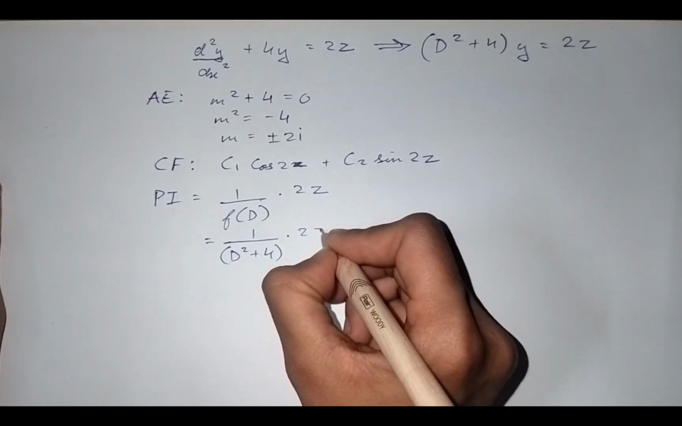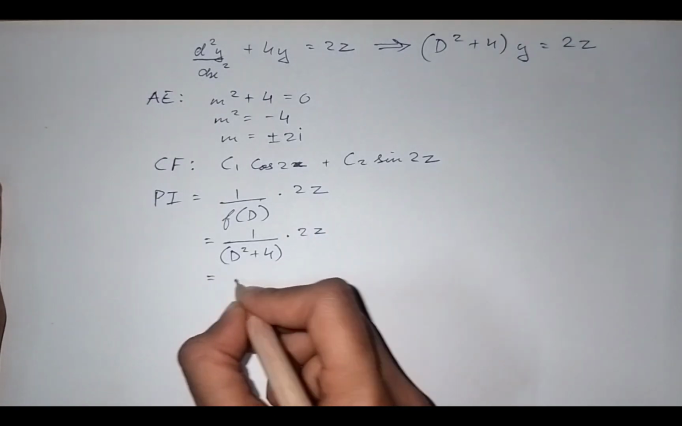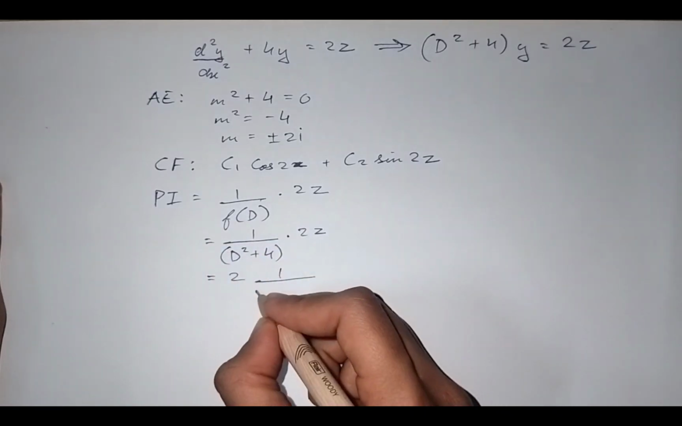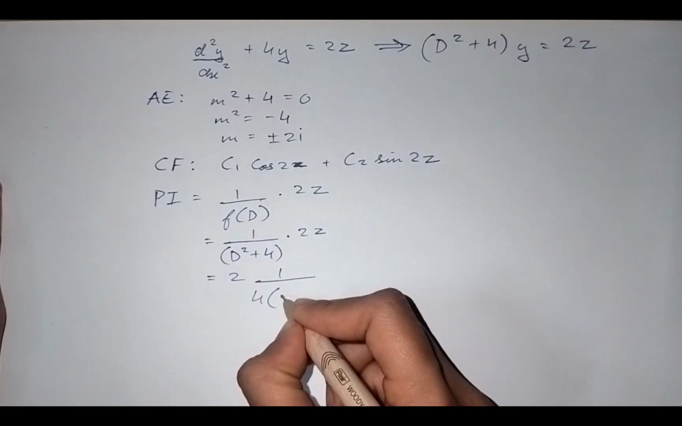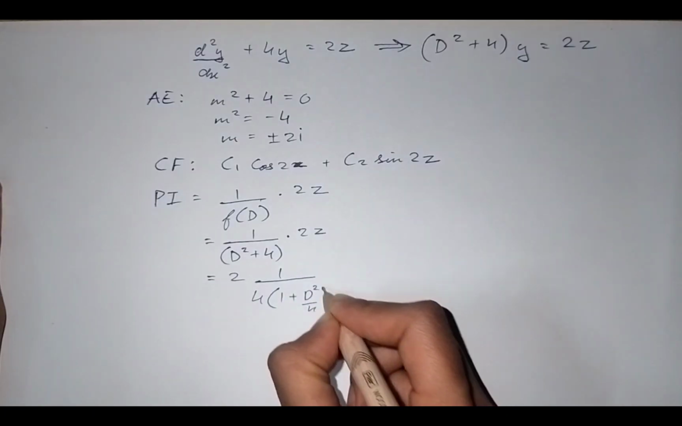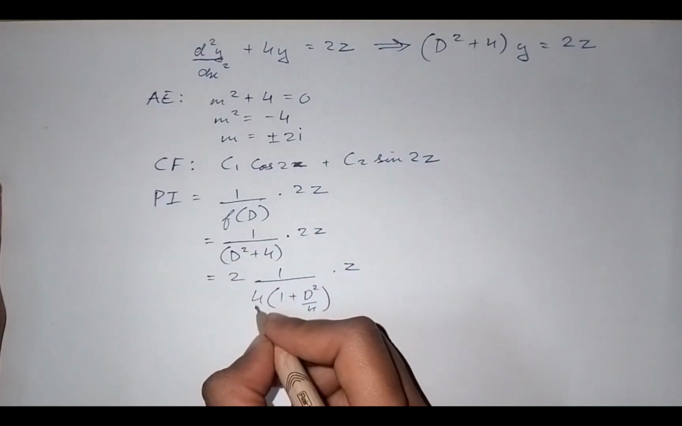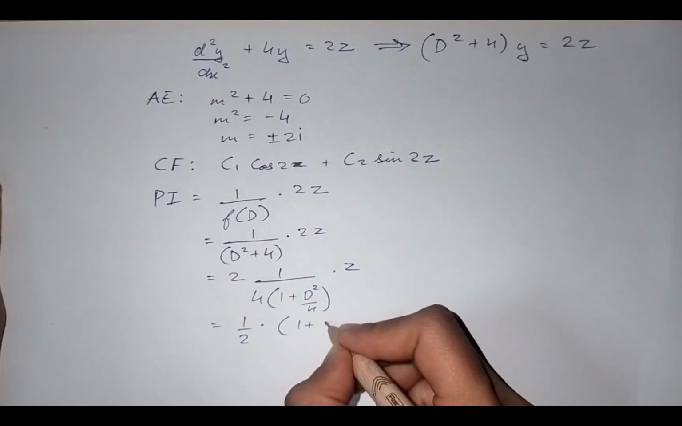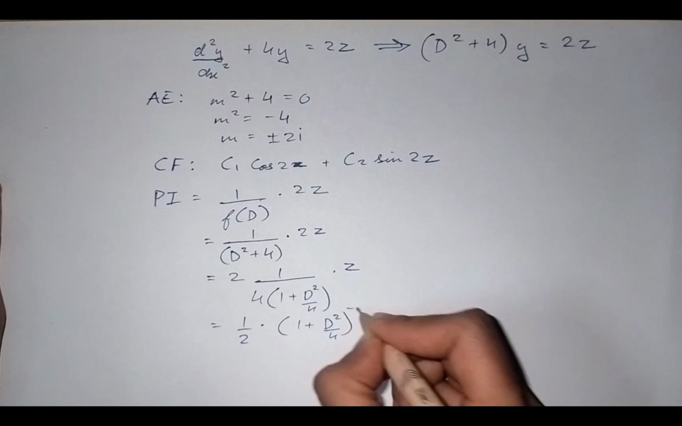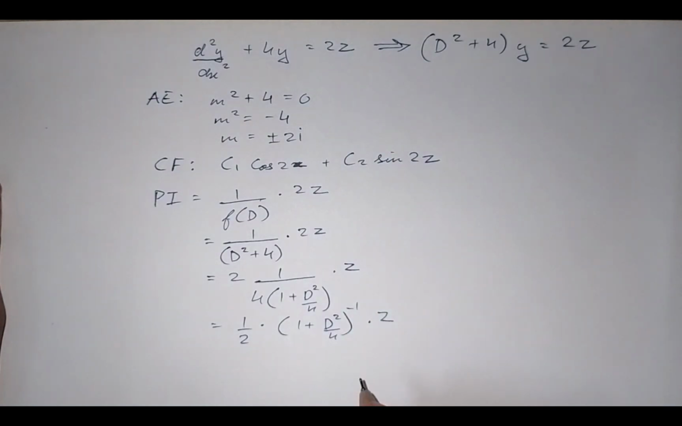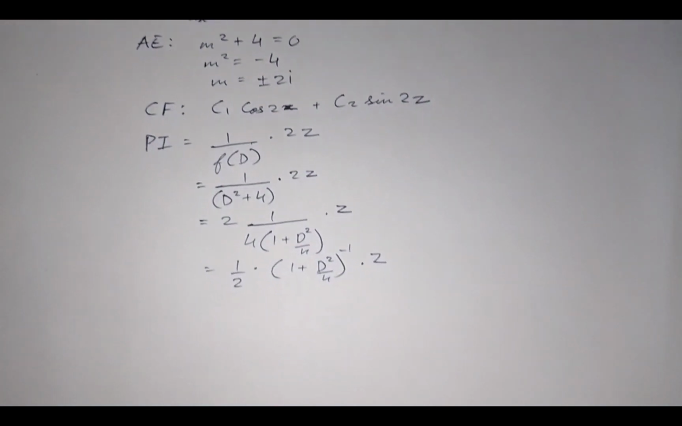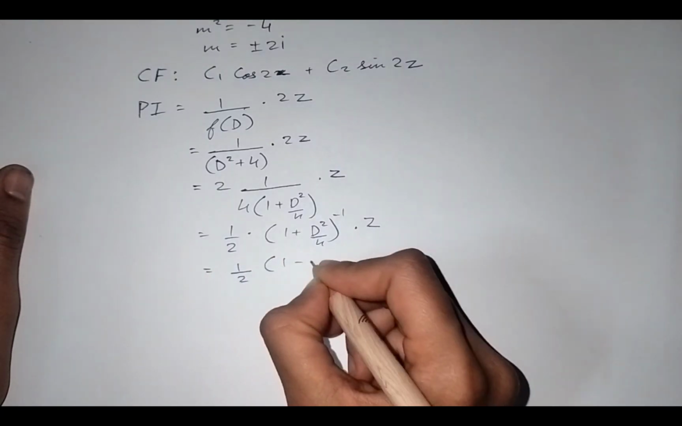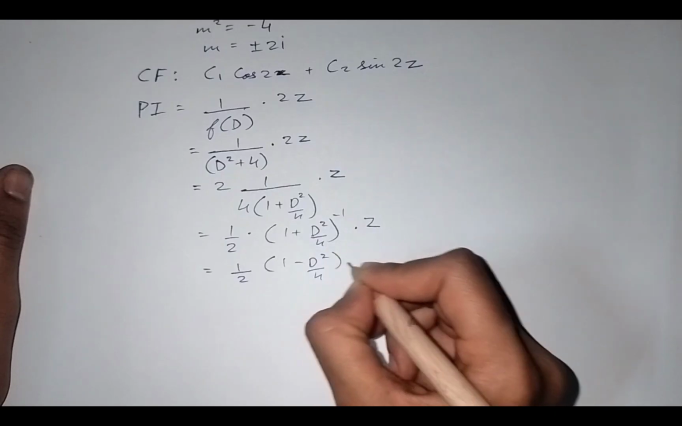Into 2z. Now we can take 2 outside, and from here in the denominator we take out 4 to get one of the digits as 1. So it becomes 1 plus D square by 4 into z. Now 2 and 4 cancel out and become 1 by 2 into (1 plus D square by 4) whole to the power of minus 1 of z. Now using the expansion, we get 1 by 2 into (1 minus D square by 4) into z.